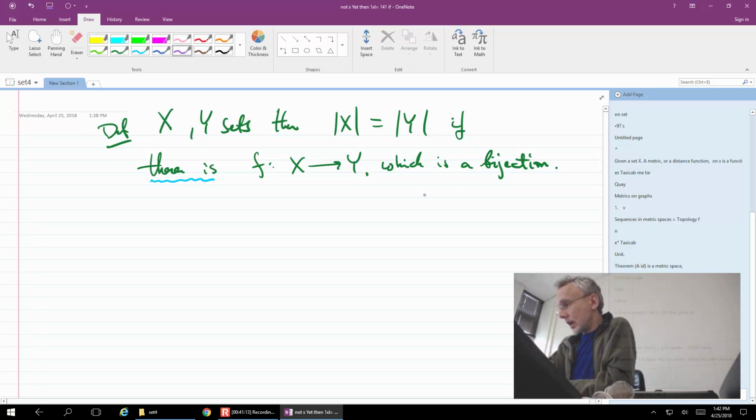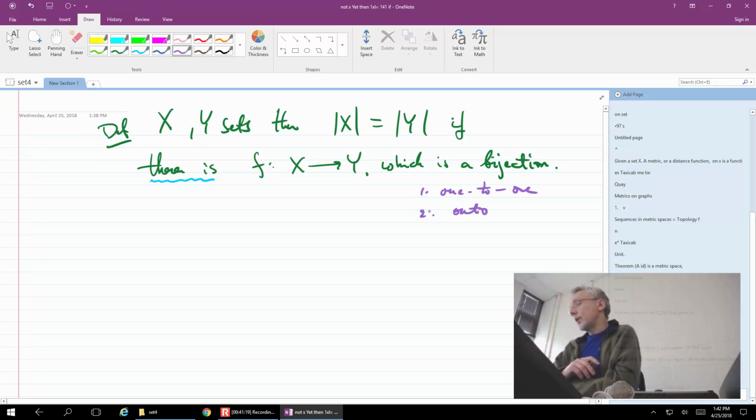Okay, so let's analyze this definition slightly. A bijection is one-to-one and onto. Let's make sense of why both of these conditions are necessary. Just to take this apart a little bit, why do we require both of these? And why do we require that there is a function, rather than for all?